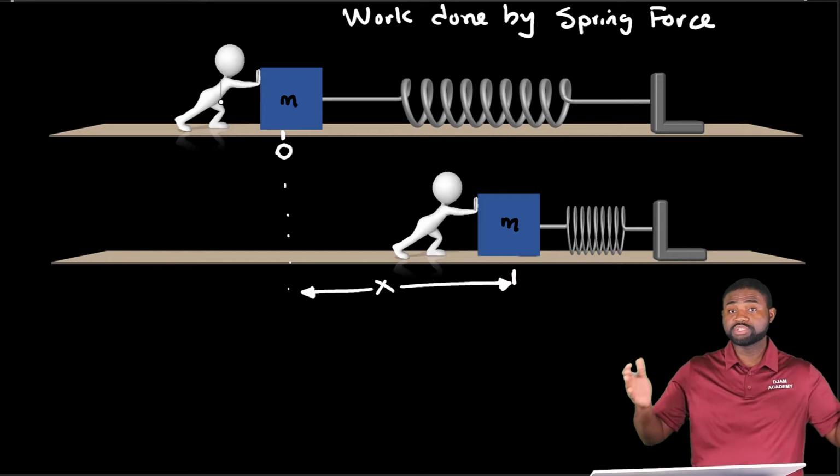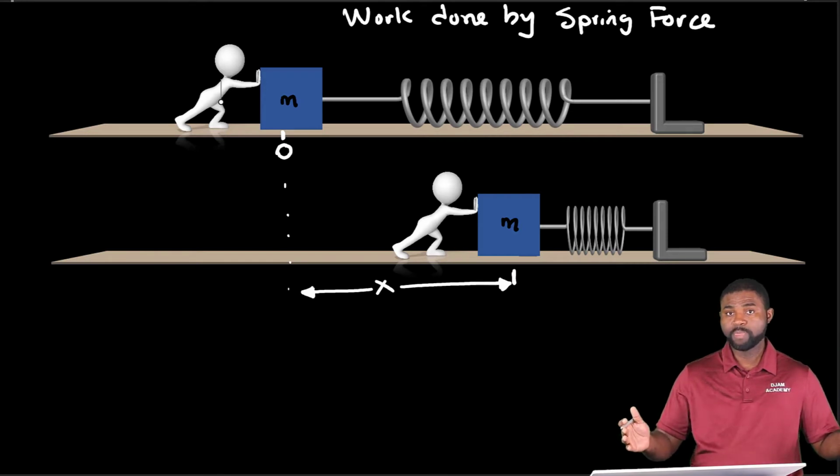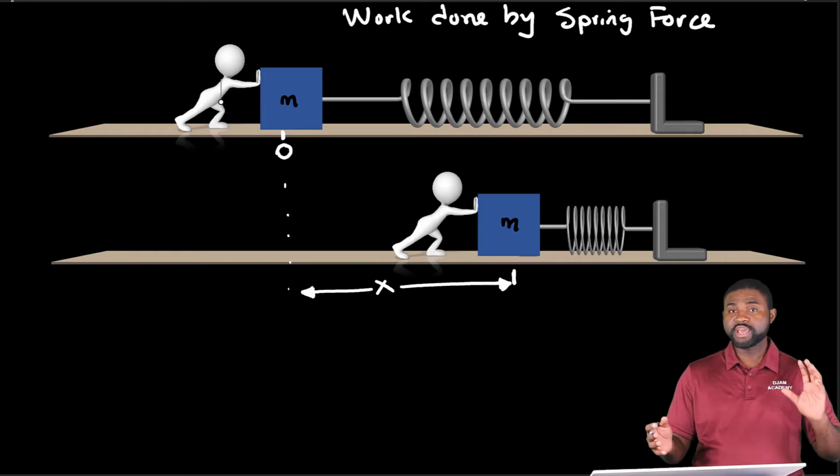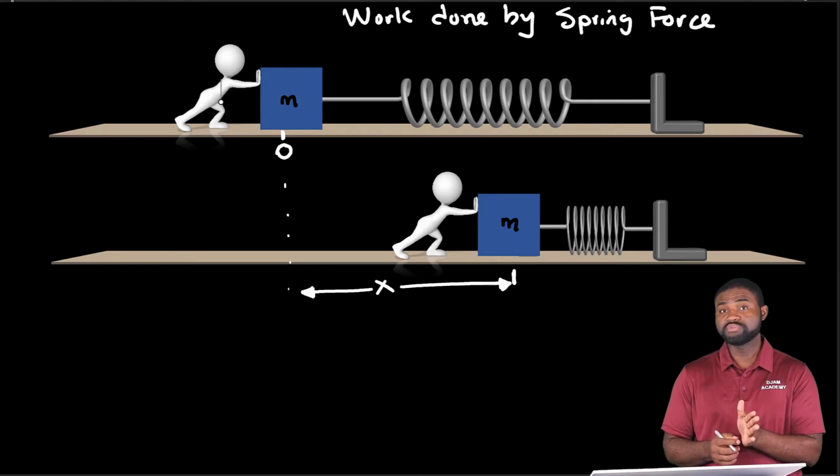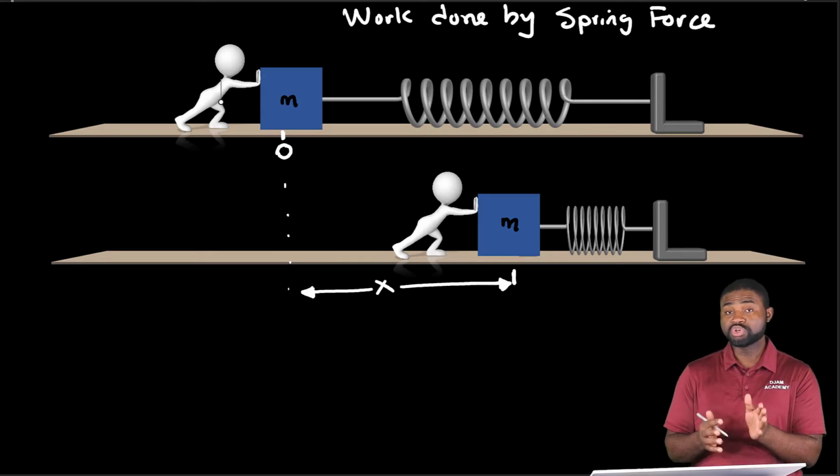Now, if you compress an elastic spring and let go, what happens? It springs back to its original position. Almost every elastic spring obeys a simple law called Hooke's law. In accordance with Hooke's law, the force that the spring exerts is proportional to its compression or extension, but oppositely directed to its compression or extension.